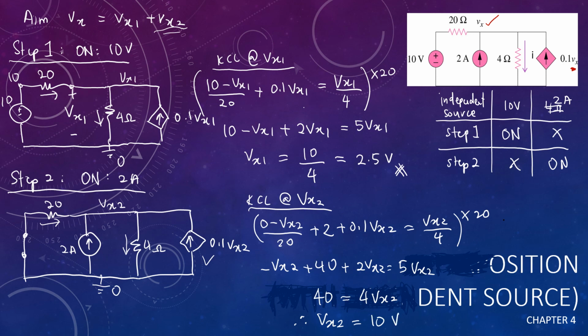So you return to your aim. The aim is to find Vx. So Vx1, which is equal to 2.5, plus Vx2 equal to 10, equals 12.5 volt. So this is your final answer.